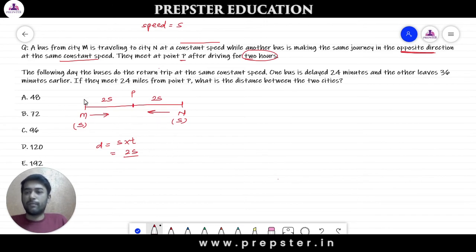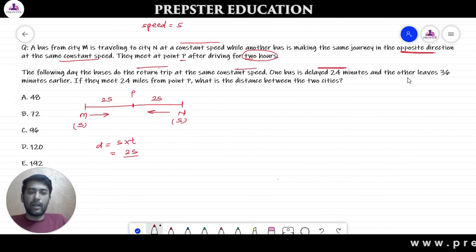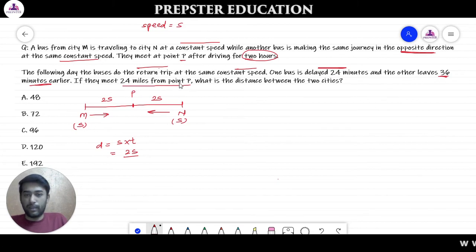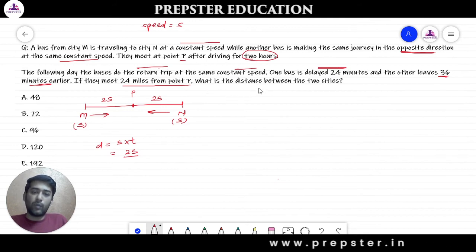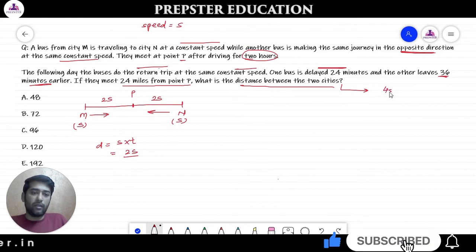Now let's go for the second part. The following day the buses do the return trip at the same speeds. One bus is delayed 24 minutes and the other leaves 36 minutes earlier. If they meet 24 miles from point P, now we have a new meeting point which is 24 miles away from P. What is the distance between the two cities? So indirectly they want you to calculate value of 4S, since we know the total distance is 2S plus 2S.